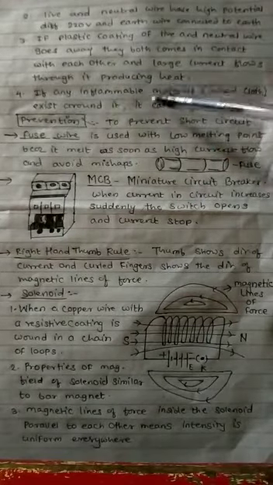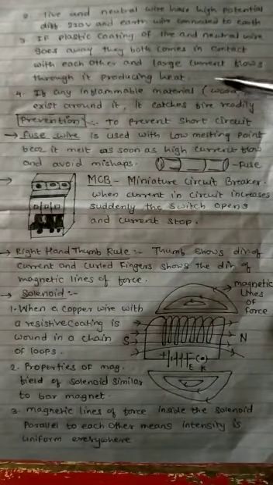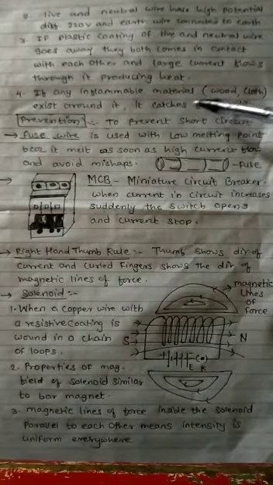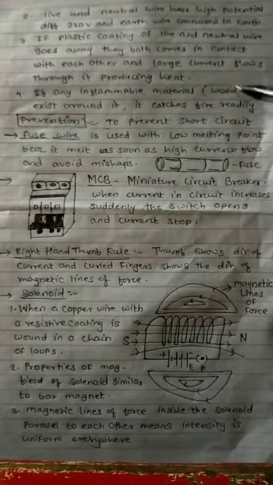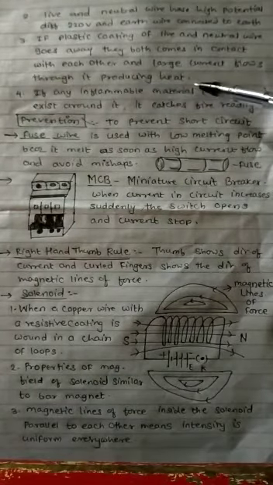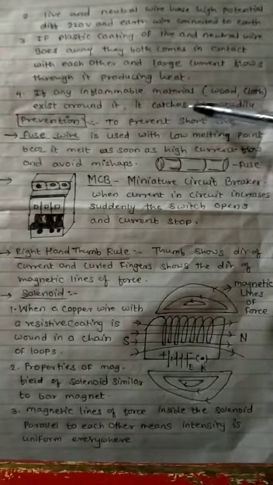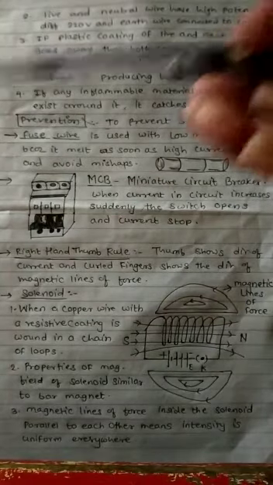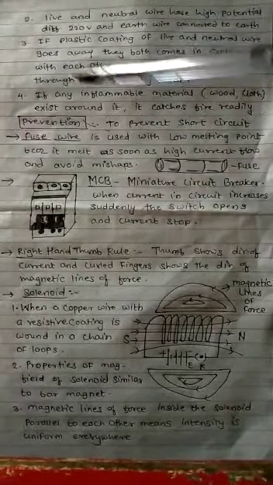If any inflammable material, that is wood and cloth, exists around it, it catches fire readily. Inflammable means it easily catches fire. So if there is any inflammable material, then it catches fire readily. So how do you have to prevent this short circuit?